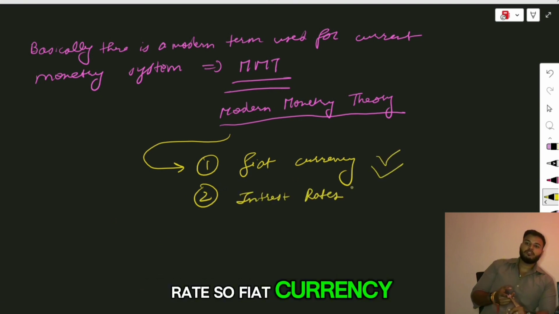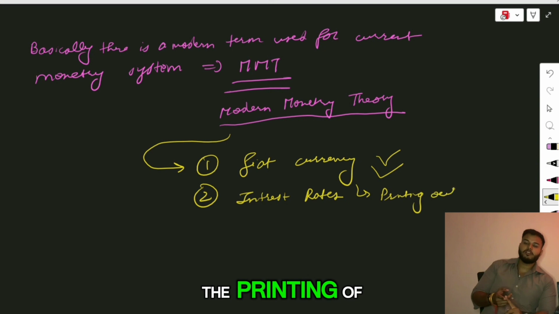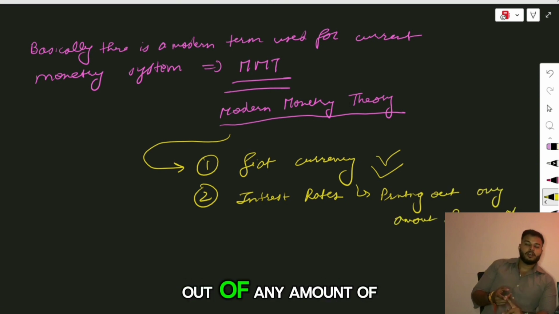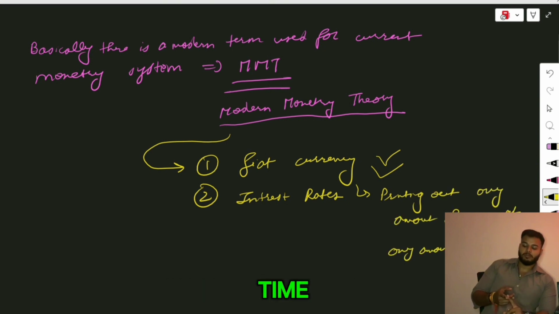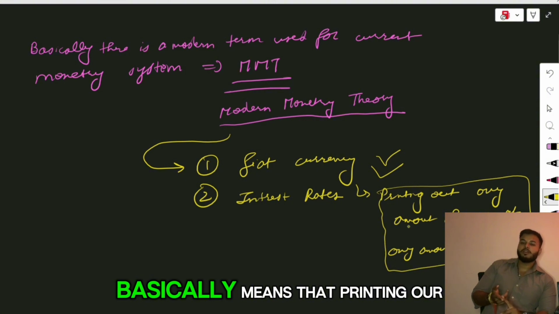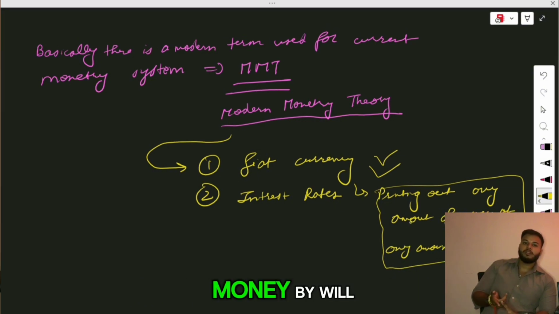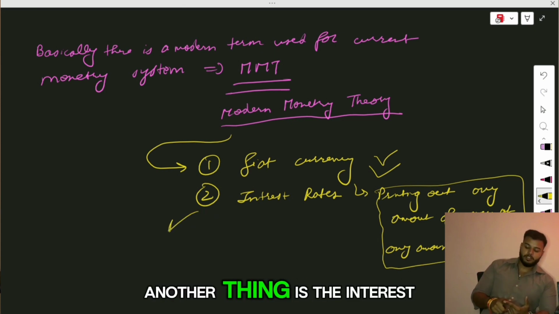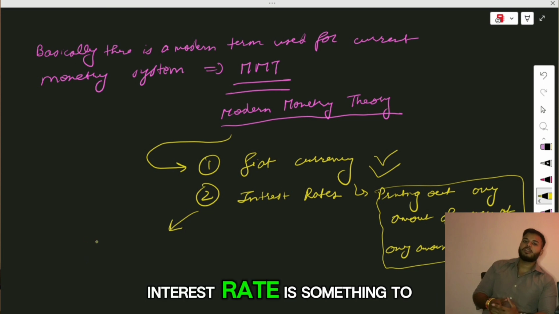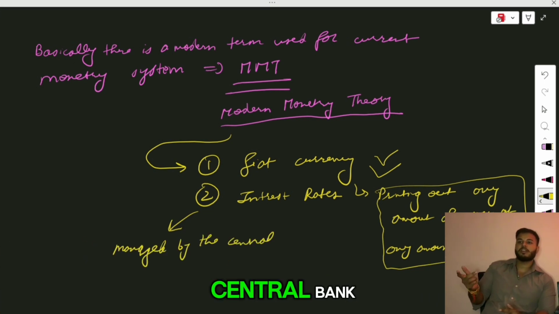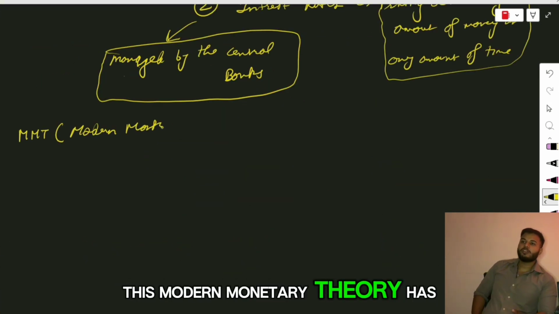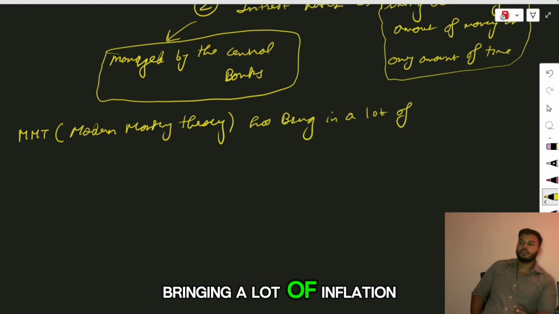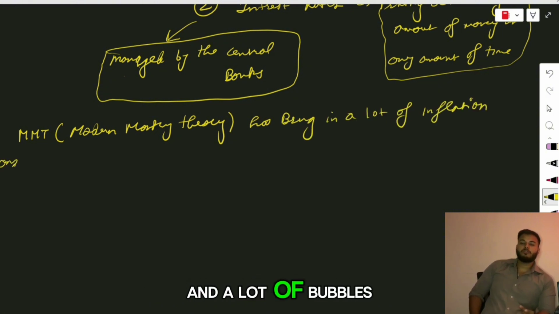Fiat currency, we have already discussed, is the printing of any amount of money at any time, which basically means printing money by will. Fiat means will, so printing money by will. Another thing is the interest rate. Interest rate is something which is managed by the central bank. This modern monetary theory has brought in a lot of inflation and a lot of bubbles.